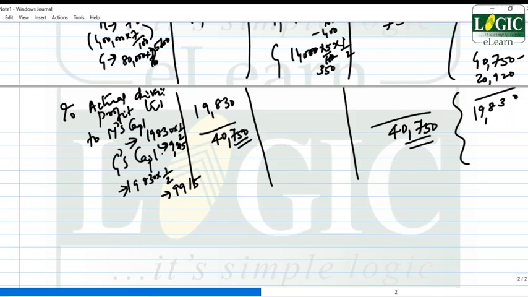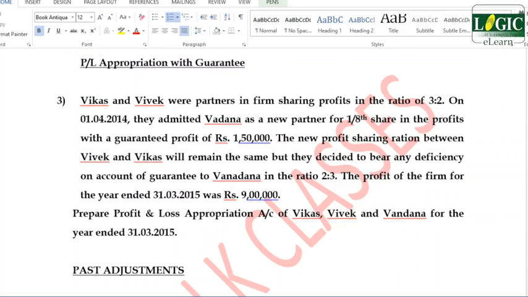I hope it is clear. In such cases, the topic is called profit or loss appropriation with guarantee, the preparation of the profit or loss appropriation account with guarantee. So children, this is the topic. Just see the question. Vikas and Vivek were partners in a firm sharing profits in the ratio of 3:2.